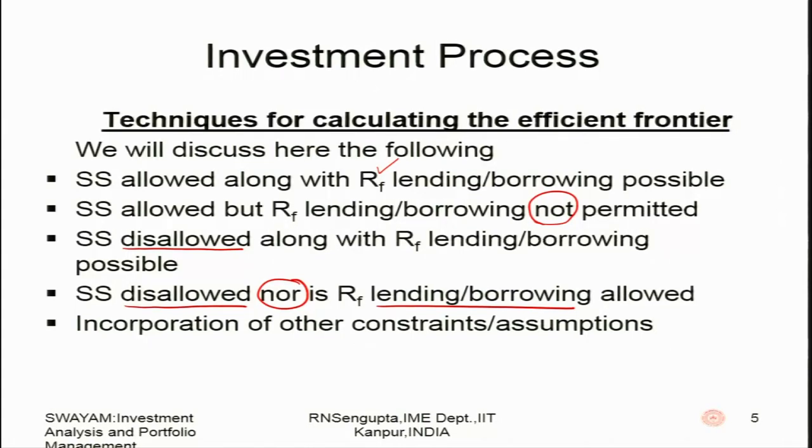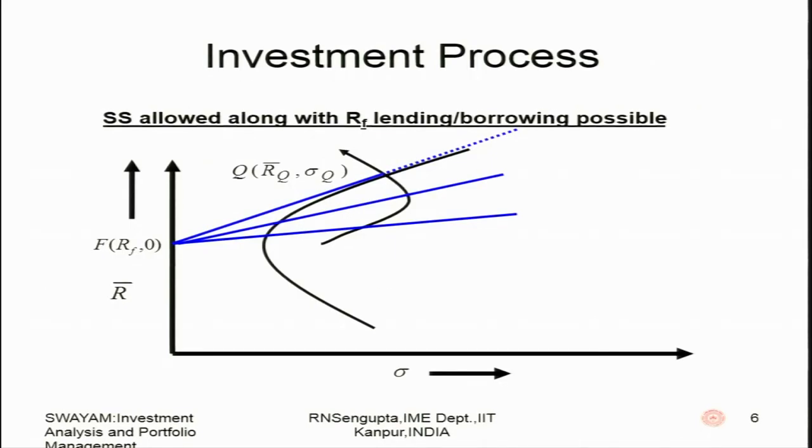And the last one is if you have to add constraints in order to find the efficient frontier. So, let us consider the first point. What was the first bullet point? SS allowed, I will just mark it in red, and riskless lending borrowing being possible. Even if the diagram looks simple, you can get a lot of information from this.